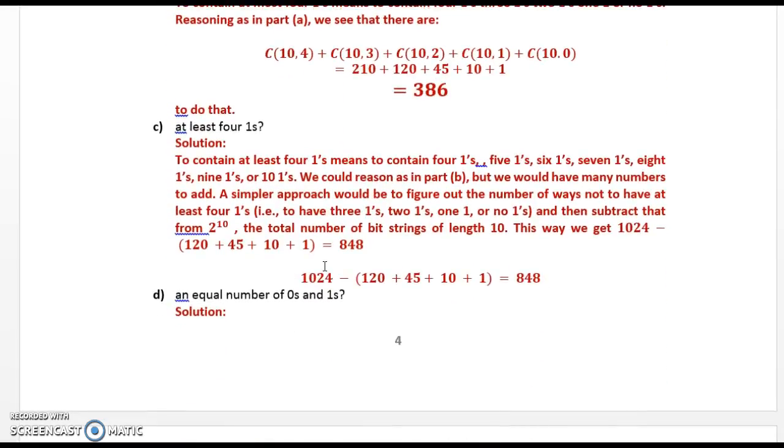At least 4 ones. Solution: to contain at least 4 ones means to contain 4 ones, 5 ones, 6 ones, 7 ones, 8 ones, 9 ones, or 10 ones. We could reason as in part B, but we would have many numbers to add. A simpler approach would be simply to figure out the number of ways not to have at least 4 ones, that is, to have 3 ones, 2 ones, 1 one, or no ones, and then subtract that from 2 to the 10th, the total number of bit strings of length 10. This way we get 1024 minus the sum of 120 plus 45 plus 10 plus 1, or 848.